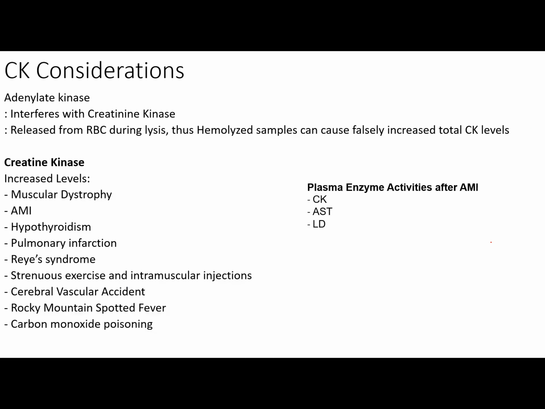Now, considerations when it comes to CK, class. There's a substance known as adenylate kinase. Now, adenylate kinase is also known as AK. AK here would interfere with your creatine kinase. It is released from RBC during lysis, thus hemolyzed samples can cause falsely increased total CK level.